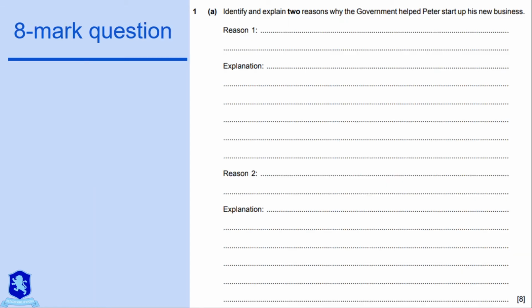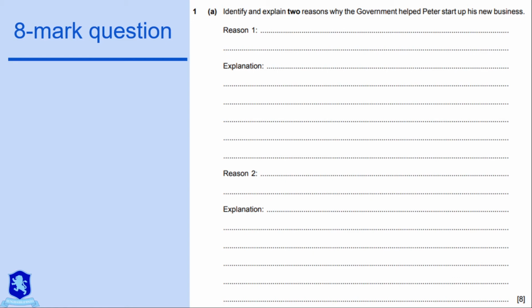Generally, 8-mark questions are split into 2 sections, and the students are asked to identify and explain 2 things. For each of these 2 identifications and explanations, you'll get 1 mark for knowledge, 1 mark for analysis, and 2 marks for application. There are 2 parts, so it's 8 marks in total.